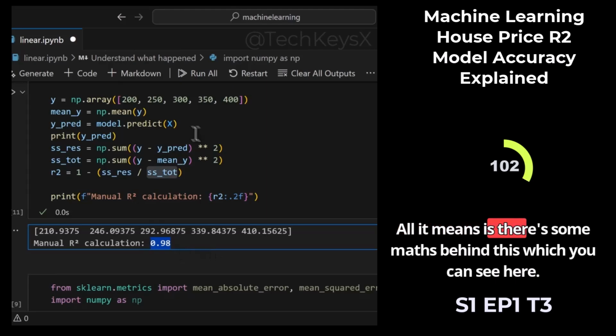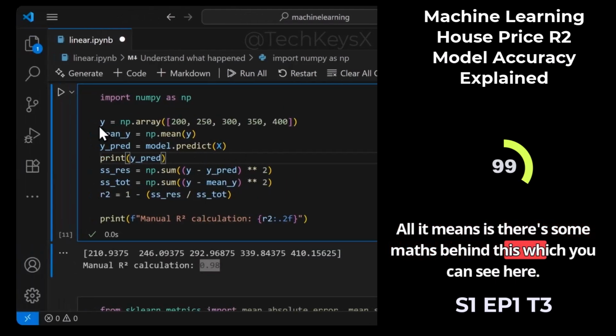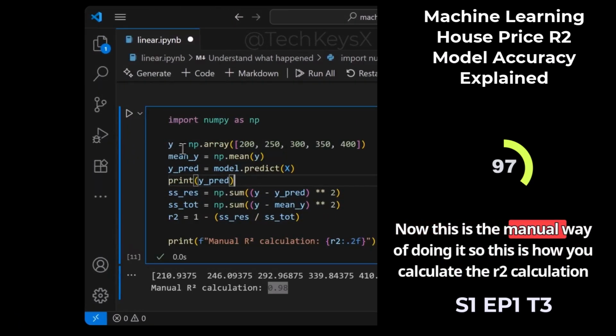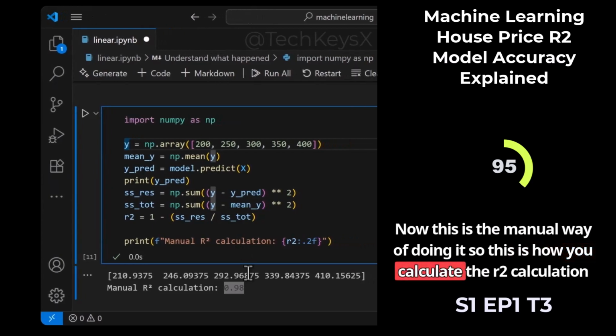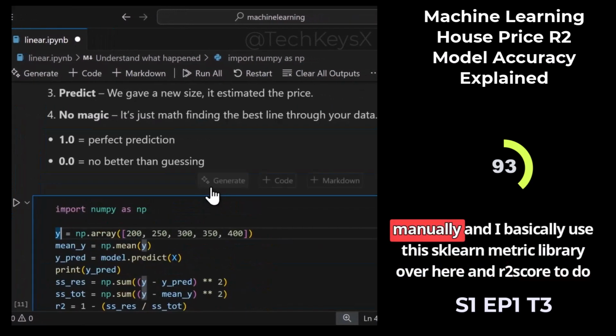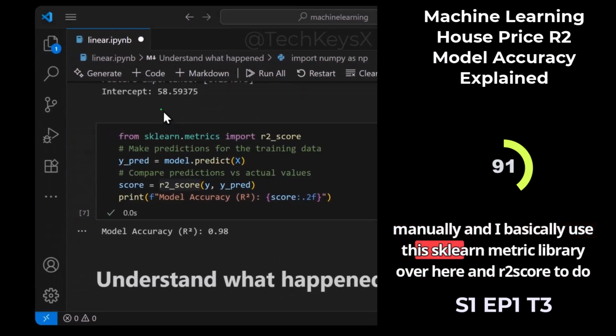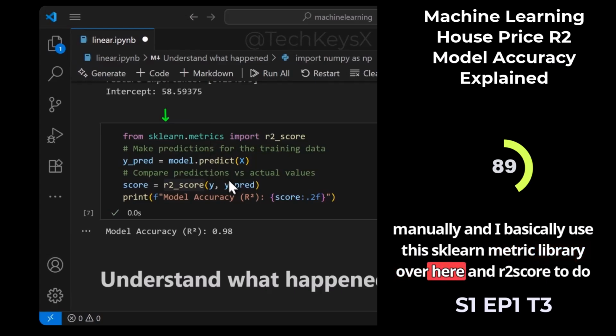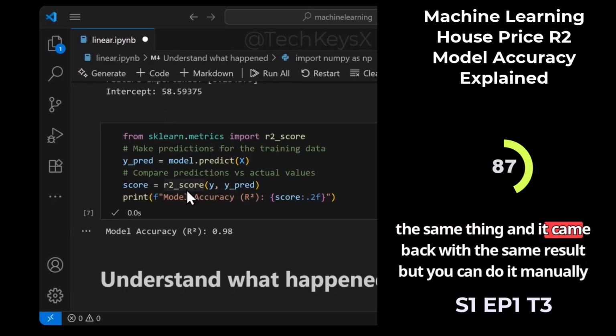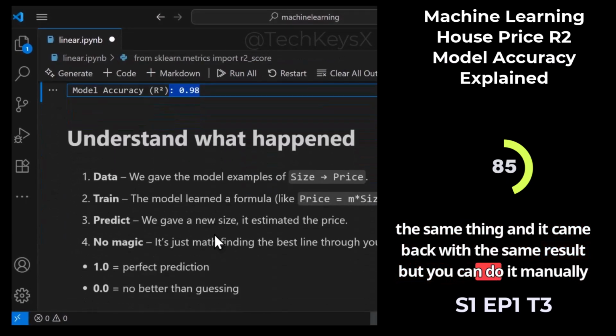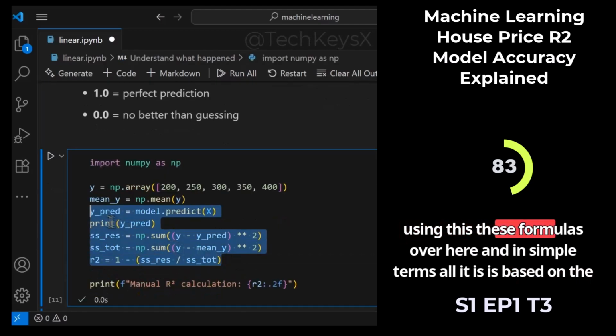All it means is there's some maths behind this, which you can see here. Now, this is the manual way of doing it. So this is how you calculate the R2 calculation manually. And I basically use this sklearn metrics library over here and the R2 score to do the same thing. And it came back with the same result. But you can do it manually using these formulas over here.